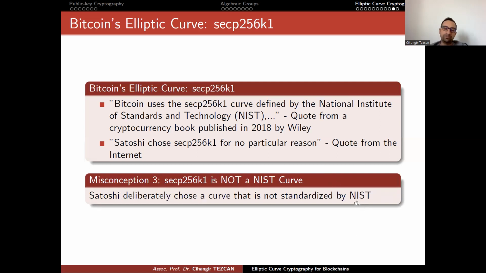Satoshi does this because in the past, NSA tried to weaken standards that are used all over the world. So instead of choosing a NIST approved elliptic curve, Satoshi chose something else deliberately. The main idea was that this is not a NIST curve, so let's use it. But it is also a standard, and it is shown that it satisfies good cryptographic properties. There are no known attacks, so let's use this one.